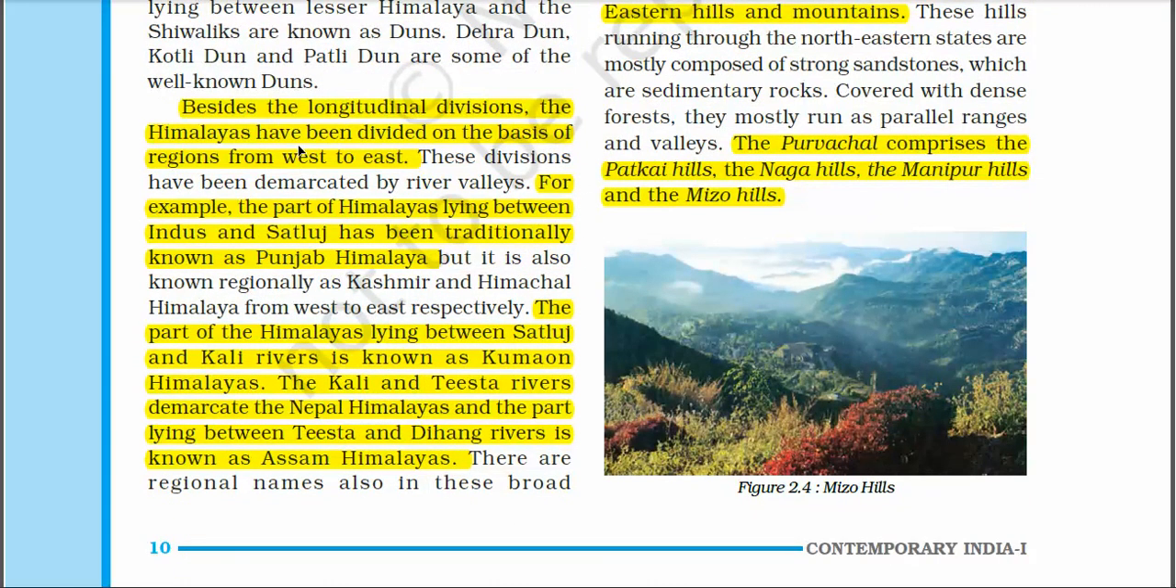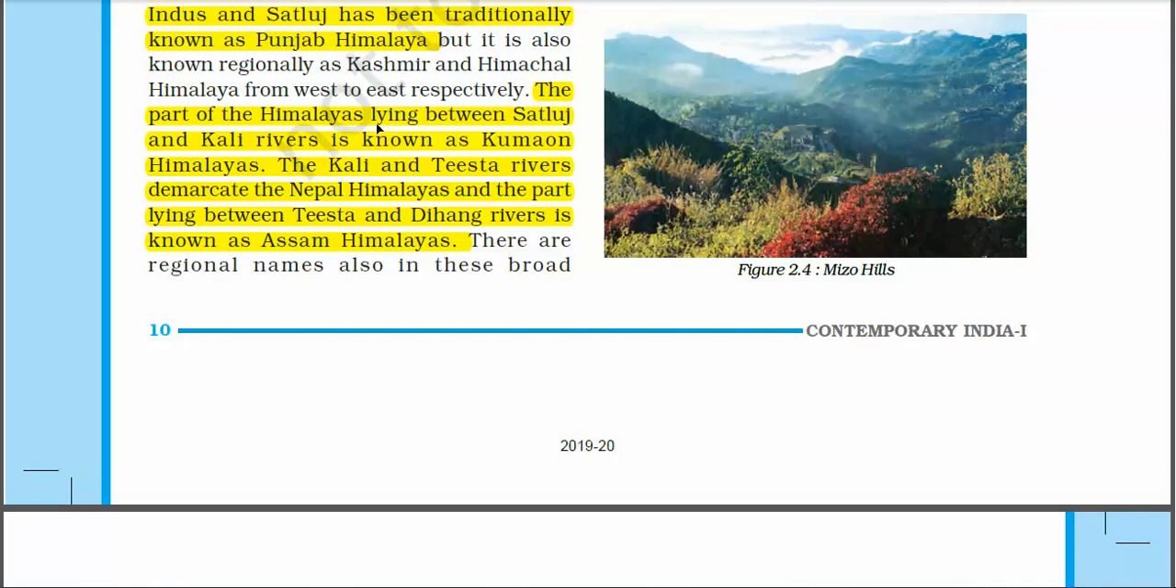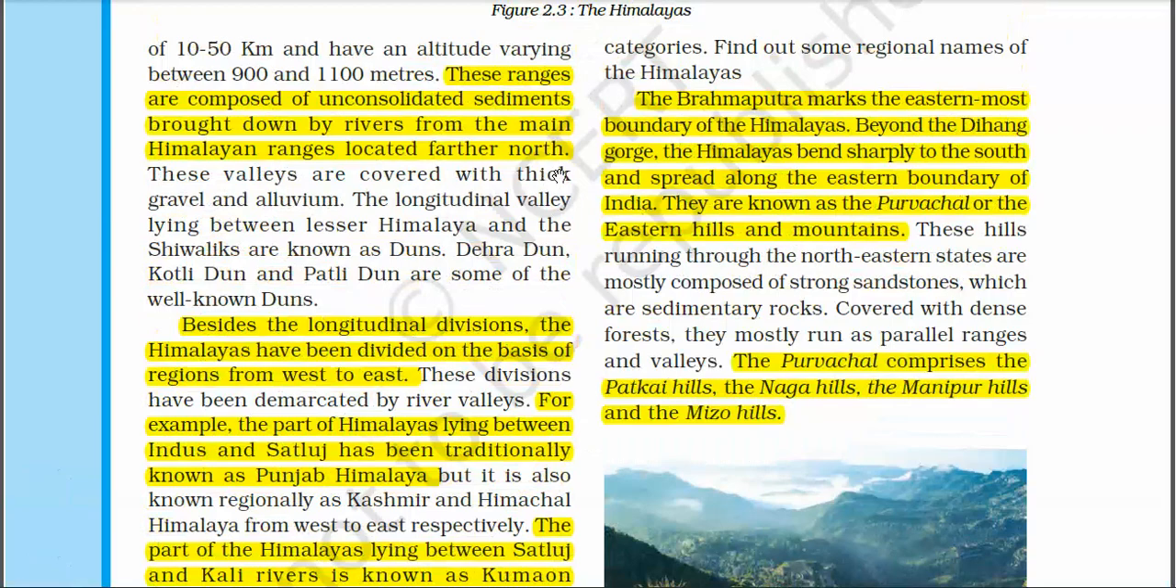Besides the longitudinal divisions, the Himalayas have been divided on the basis of regions from west to east. For example, the part of Himalayas lying between Indus and Satluj has been traditionally known as Punjab Himalayas. The part lying between Satluj and Kali River is known as Kumaon Himalayas. The Kali and Tista rivers demarcate the Nepal Himalayas, and the part lying between Tista and Dihang rivers is known as Assam Himalayas. So these are some traditional divisions of Himalayas.